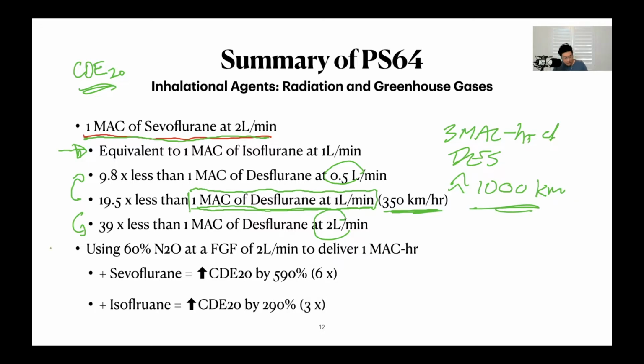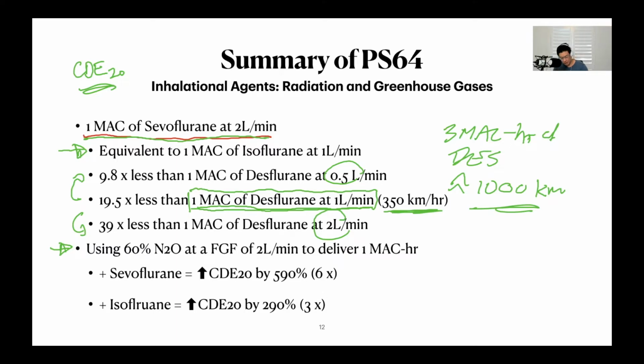Now, this is the nitrous number. They don't actually give you a comparison because nitrous is often used with a volatile agent. But what they do say is that when you use 60% nitrous at a fresh gas flow of 2 liters per minute to deliver 1 MAC hour with sevoflurane, it increases your carbon dioxide equivalents by about 6 times compared to if you were to use sevoflurane by itself.